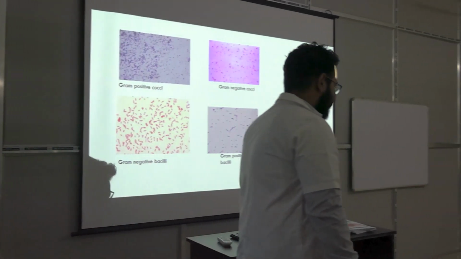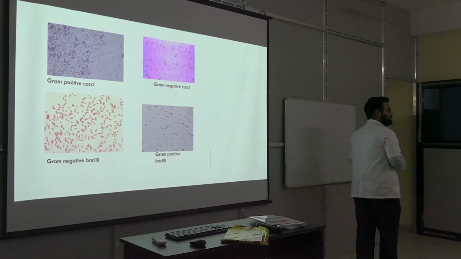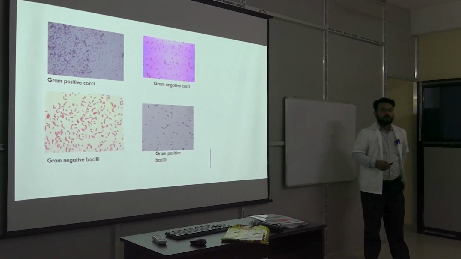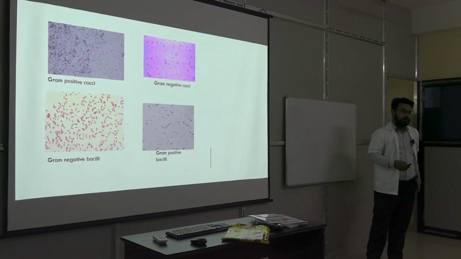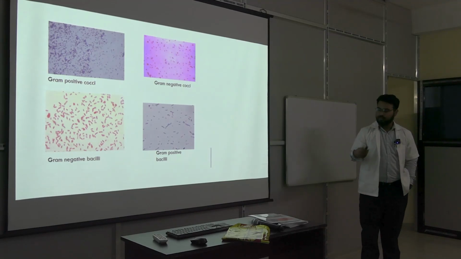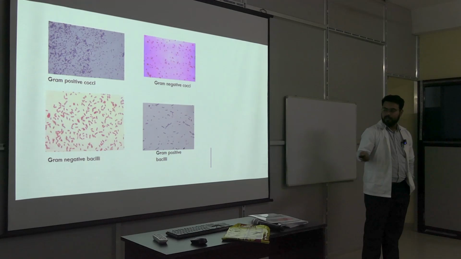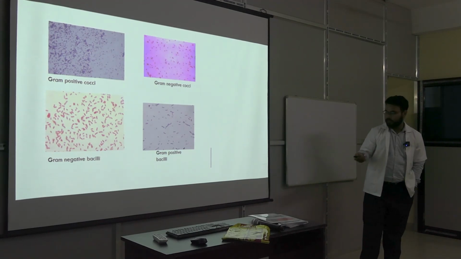First, gram-positive cocci. What will be the shape and the color? Spherical, purple. Gram-negative cocci? Pink, spherical. Come on, say it with me. Gram-negative bacilli? Rod-shaped and pink. Gram-positive bacilli will be rod-shaped and purple.